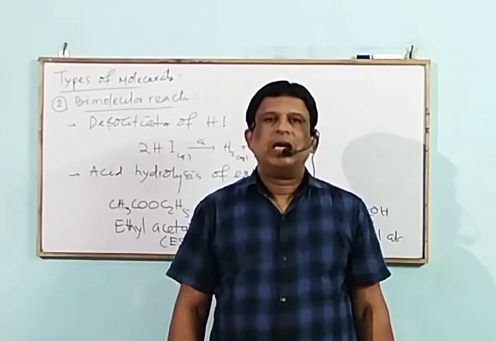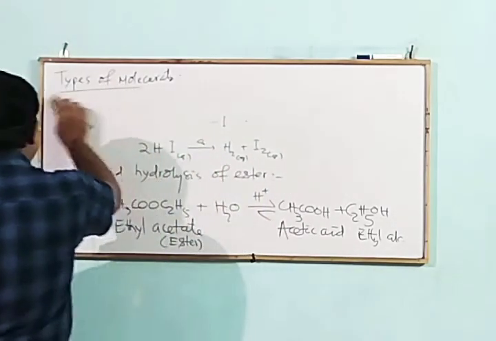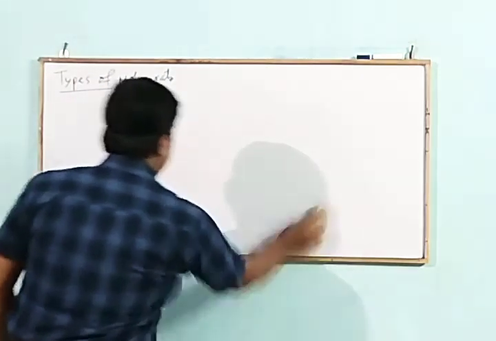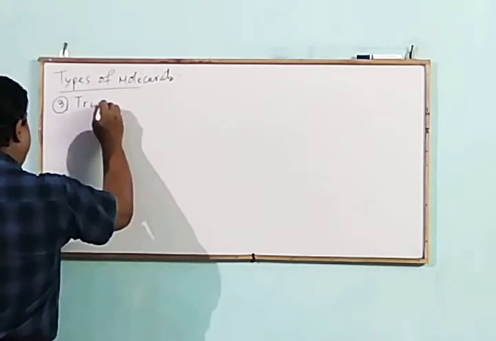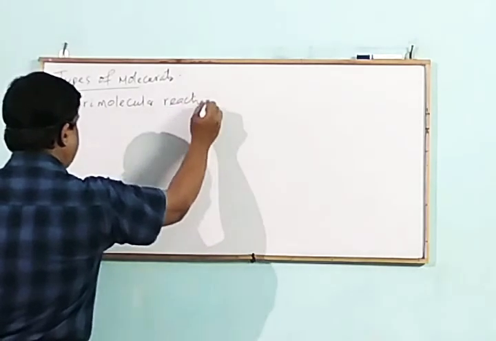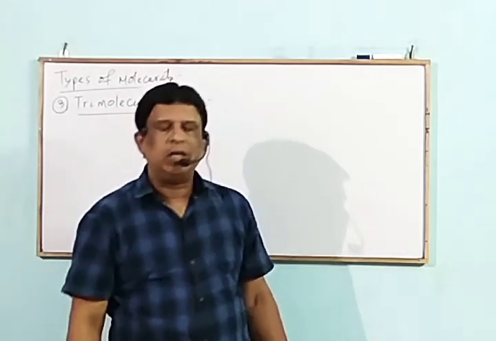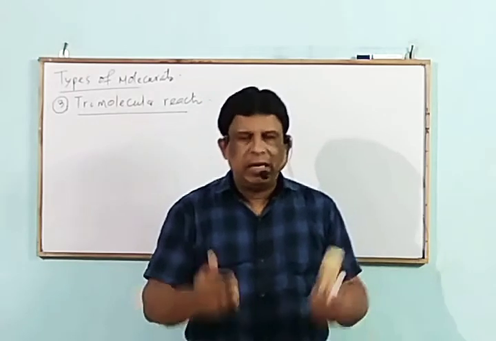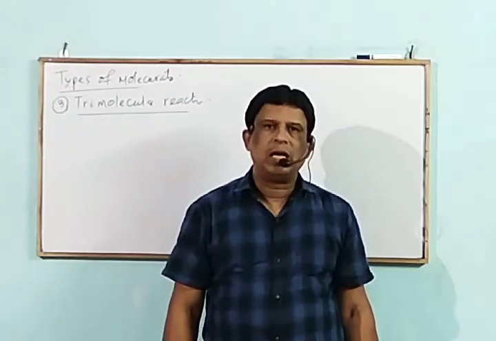Then switch over to trimolecular reaction. Mark that. Third one is trimolecular reaction. What is a trimolecular reaction? A reaction in which there is the involvement of three reactant species. Collision of three reactant species bringing about a product is known as trimolecular reaction.